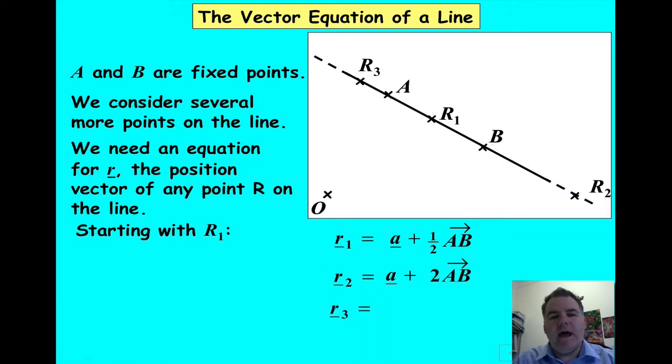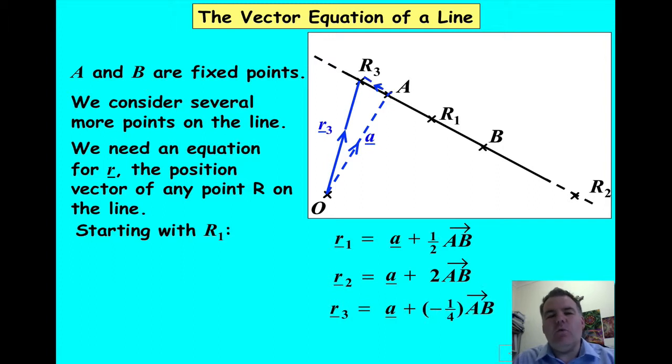Okay, what about R3? To get from O to R3, again, I'm going to go from O to A and then from A to R3. Now, how would I get from A to R3? It's definitely not in the direction of A to B. It's going the opposite direction. So I know it's going to be negative. It looks like about -1/4, let's say -1/4 the length of A to B. So you can see that's how I can get from O to R3.